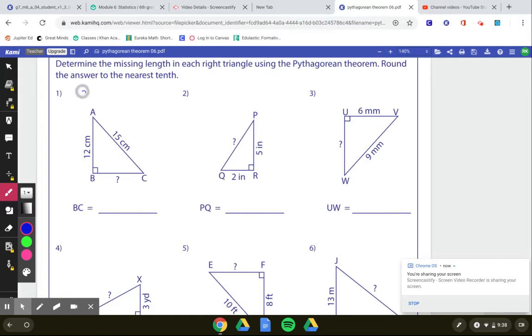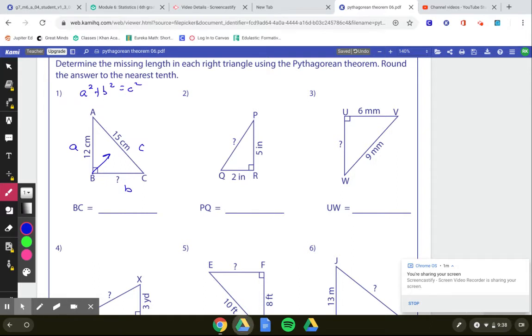And our formula is a squared plus b squared equals c squared, where a and b are the legs of a right triangle. So in this case, this would be A, this would be B, and C is our hypotenuse, or the side across from the right angle. So we use our formula to try to find these. We'll start with number one.